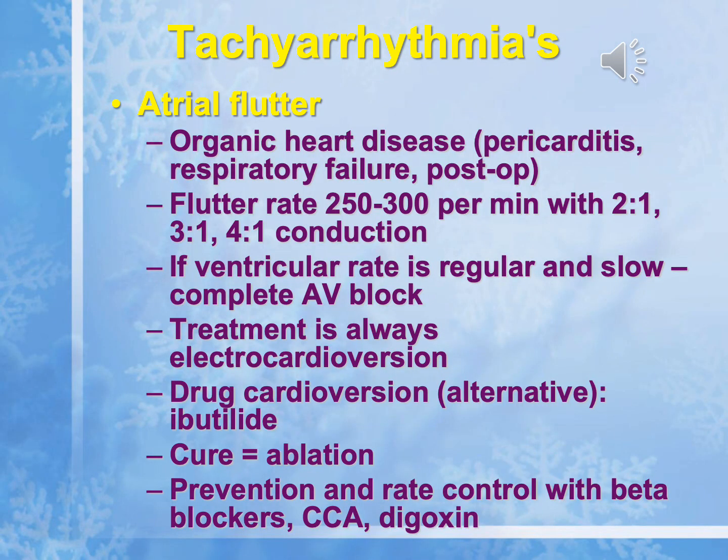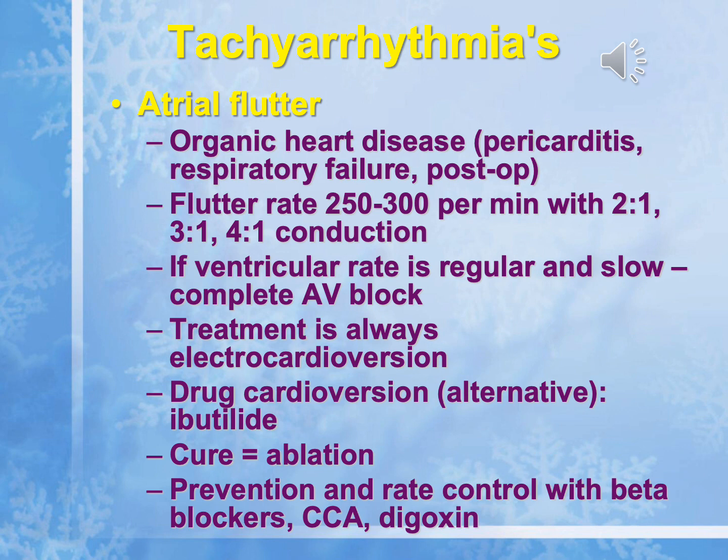This slide shows some of the clinical features of atrial flutter. It's usually associated with organic heart disease such as pericarditis, respiratory failure, and may be seen postoperatively as well. As previously mentioned, the flutter rate is usually 250 to 300 per minute with a fixed conduction into the ventricles of 2 to 1, 3 to 1, 4 to 1, or perhaps even higher.